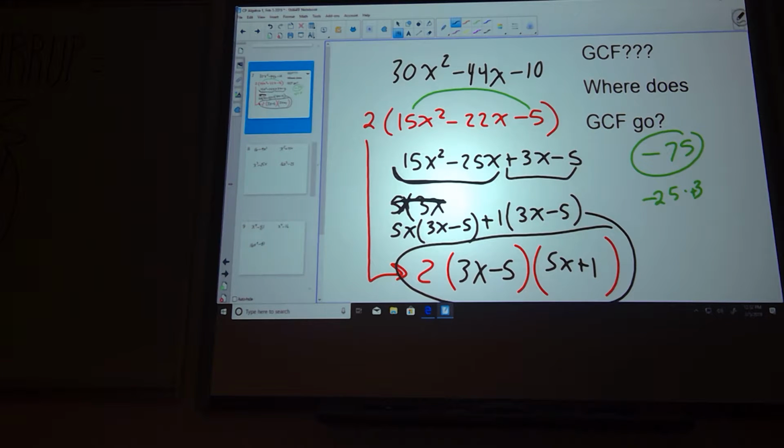I don't understand why you wouldn't do negative 30. Do what? Find the greatest common factor of negative 30. Not negative 30, because I factored out the 2 first. I had a greatest common factor of 2. 30, 44, and 10 are all even, so 2 factors in all of them. Then I bring that 2 down to the end, and I worry about what's in the parentheses now.